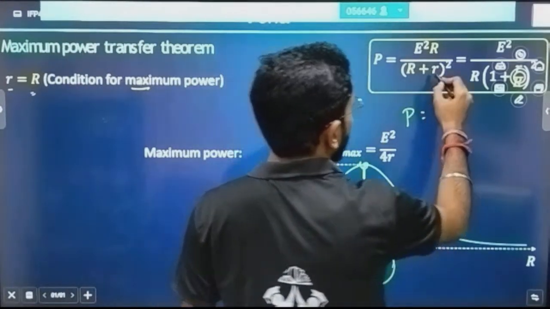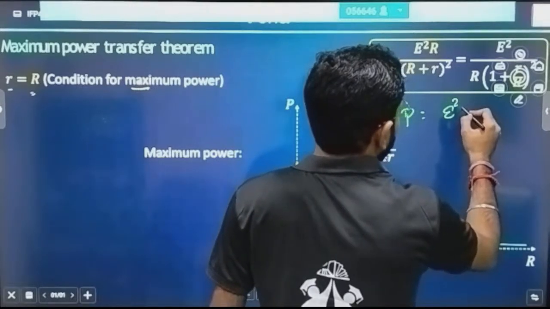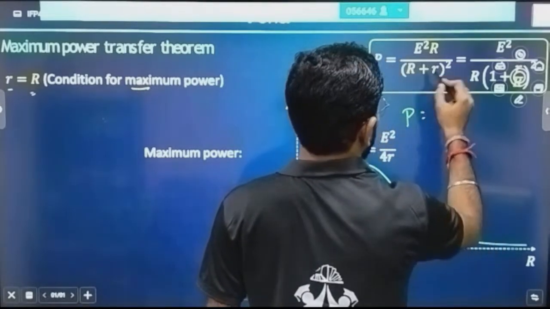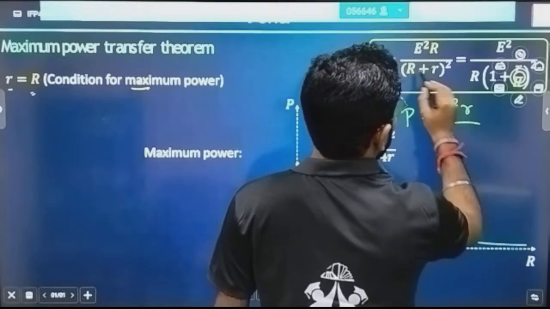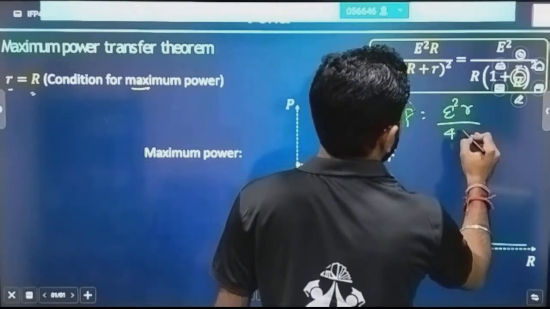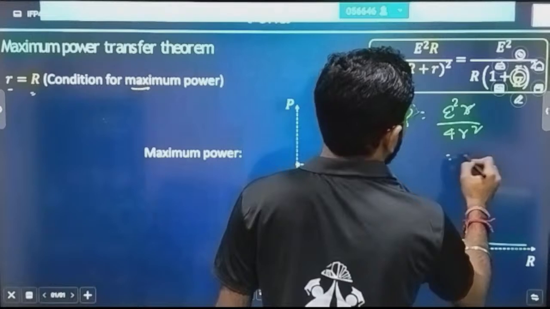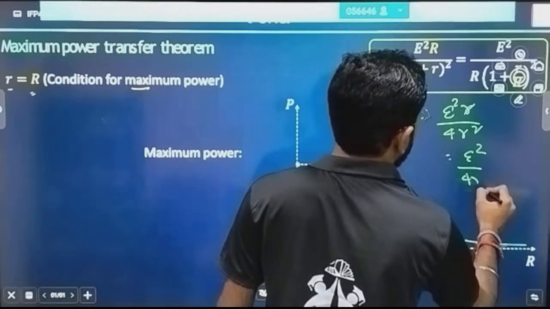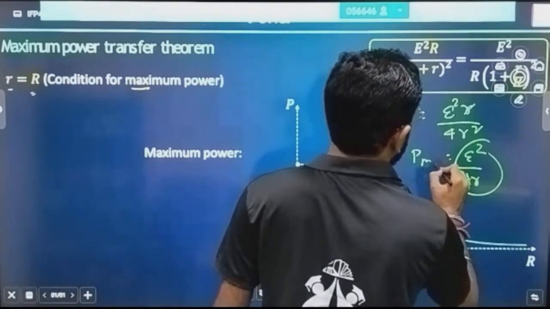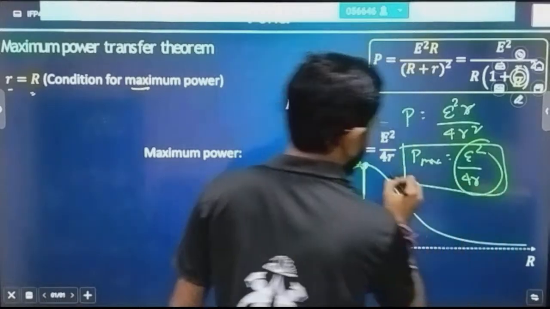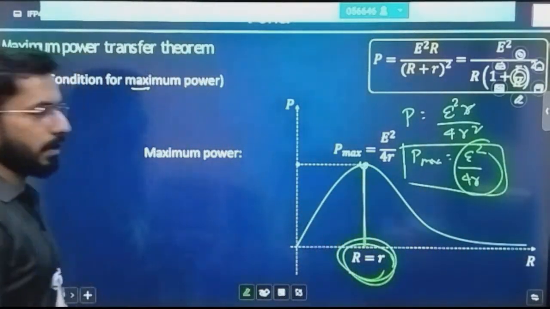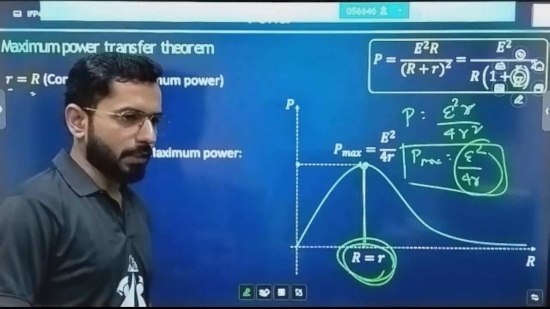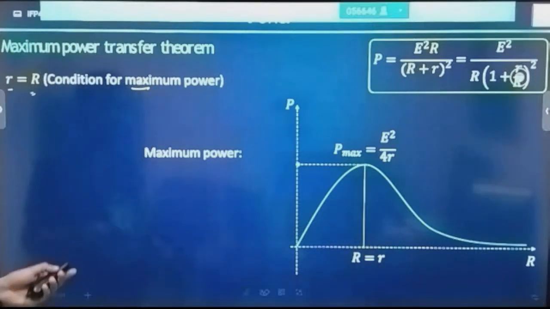That means maximum power will be how much? E square, satisfying R equal to r. That means here it will become small r divided by 4R square. This r will get cancelled. E square divided by 4R. This is your maximum power as well. Okay. And at what point is it achieved? At R equal to capital R, the maximum power is going to be achieved.